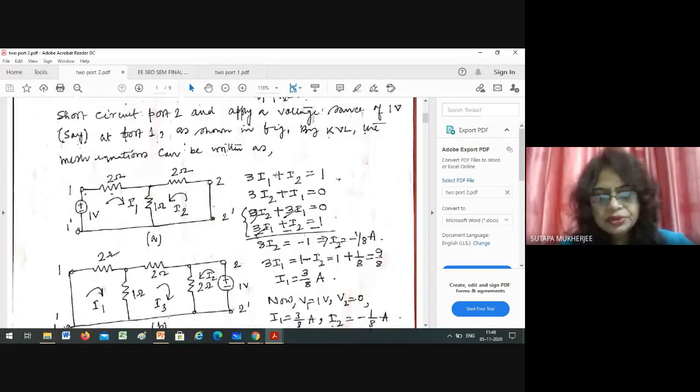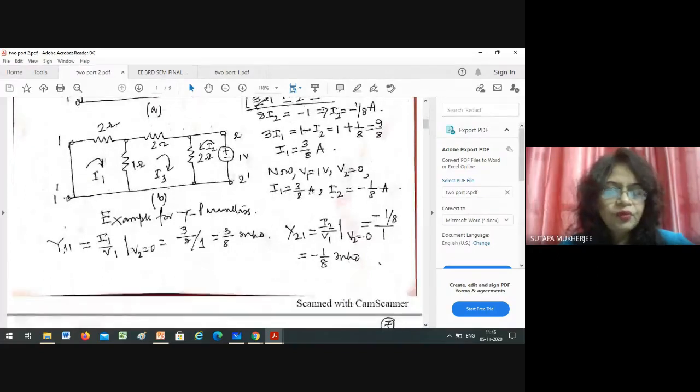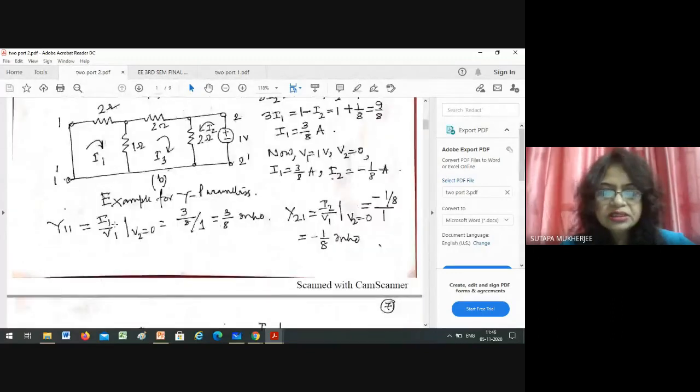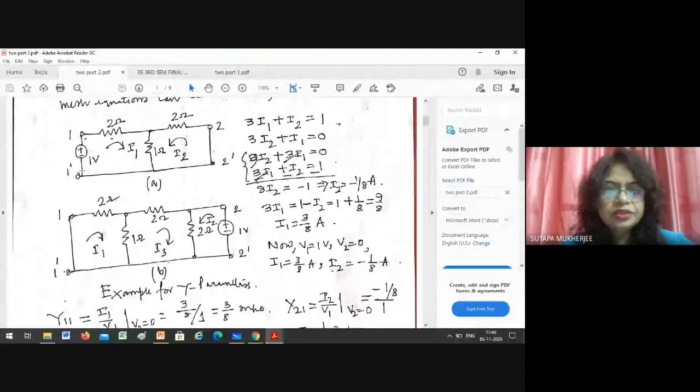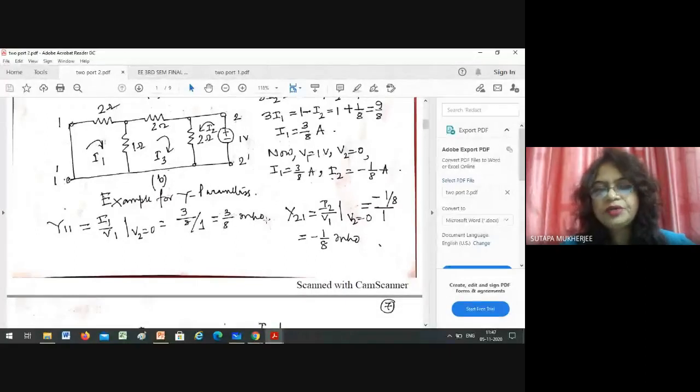If you solve these two equations, you will get I2 equal to minus 1 by 8 ampere and I1 equal to 3 by 8 ampere. Now come to Y11. Y11 equals I1 by V1, where V2 equals 0 because it was shorted. So I1 equals 3 by 8, and V1 is 1 volt. So 3 by 8 by 1 equals 3 by 8 mho. I by V is mho.